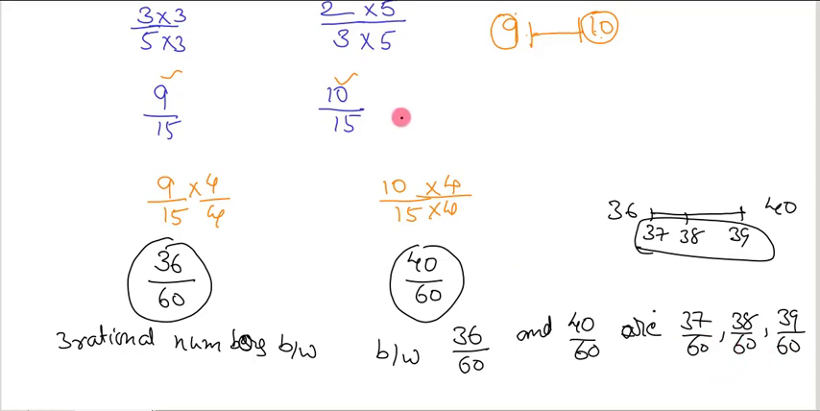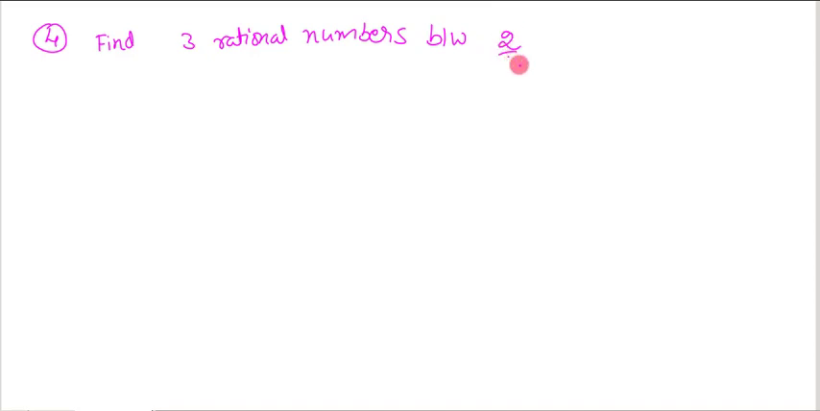Now, let us see this same problem by using the mean method, which is a very important method. So for that, let me write the same question again. Fourth question: in this question, we are asked to find three rational numbers between 2 by 3 and 3 by 5. So we need to follow this mean method. What method are we going to do? Mean method. Before following this method, one must be aware of one important concept.